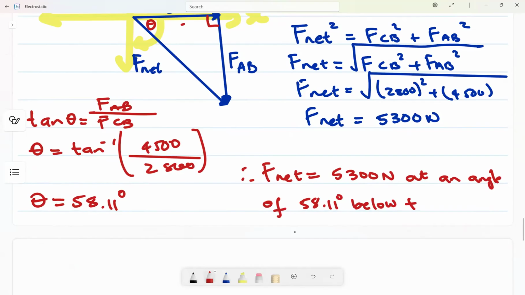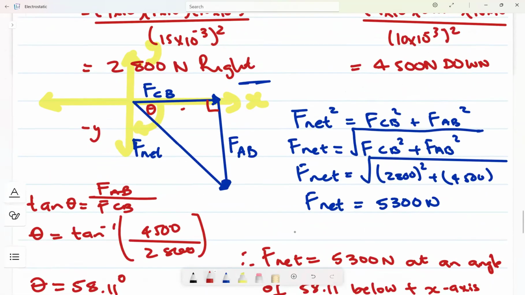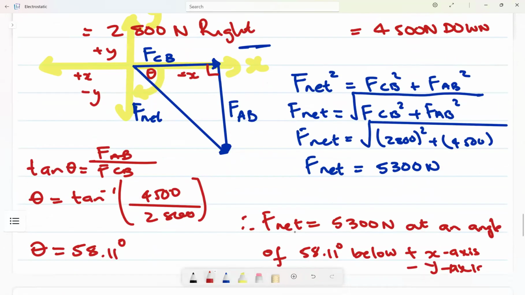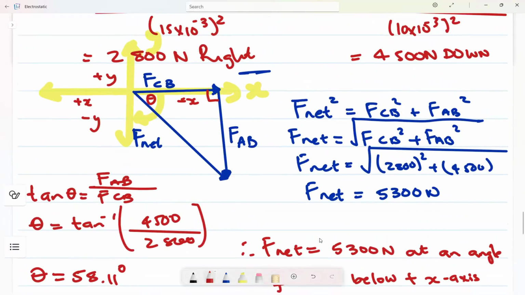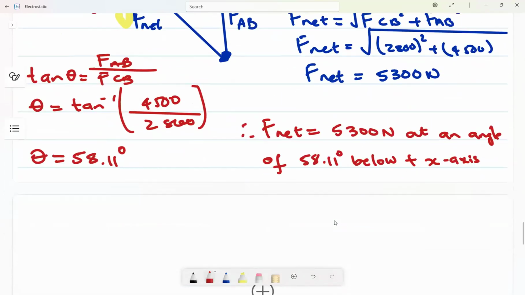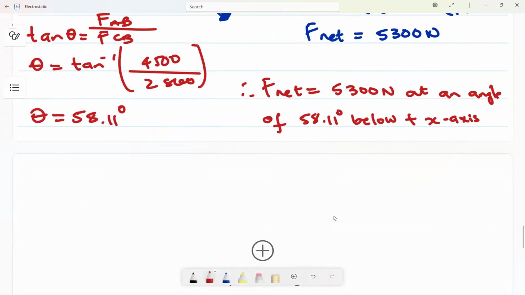Okay? Below the positive x-axis, or you can say below the negative y-axis. Why am I saying below the negative y-axis? Because can you see the y here is negative, the y here is positive, the x here is positive, the x here is negative. So it's either you say below the negative x-axis, which I prefer. Let's use with regards to x-axis. Below the x-axis, positive x-axis, or that one. Yeah, that is it for that one.